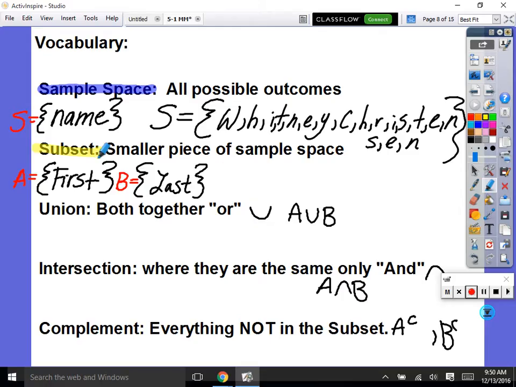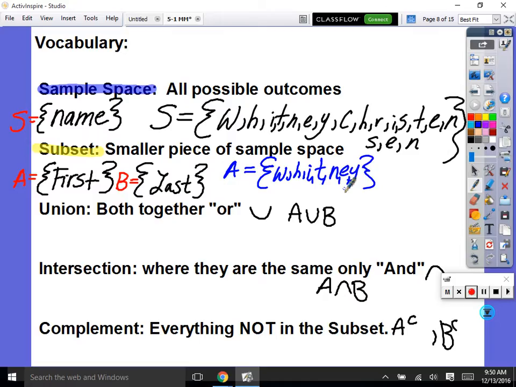For example, an example of a subset would be putting your first name. So I'm going to call it subset A. I'm naming a subset, just a different name. So this is my sample space S, and now I'm doing a subset, which is a smaller piece of the sample space. I'm going to say A is my first name. That would be a smaller piece of the sample space, correct? So A is my first name, W-H-I-T-N-E-Y. I'm going to separate those by commas. There's an example of a subset. Does everybody understand what a subset is?